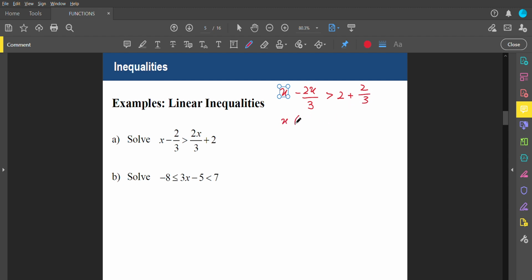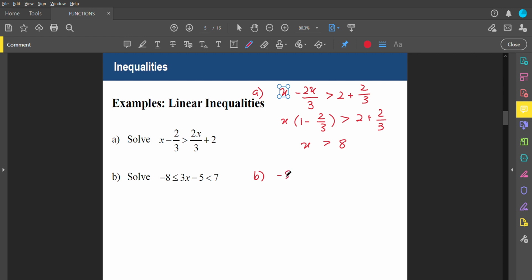You have x times 1 minus 2 over 3, greater than 2 plus 2 over 3, and then you can isolate x on its own. You can do your own calculation, and you will get x greater than 8. As simple as that. Then we have the second one, B. It might be a little bit complicated, but not much.